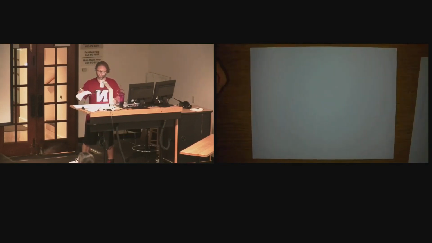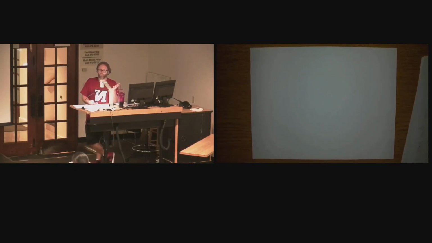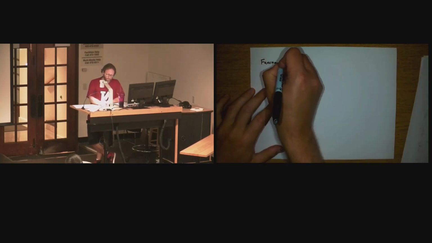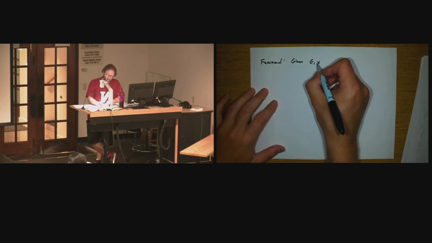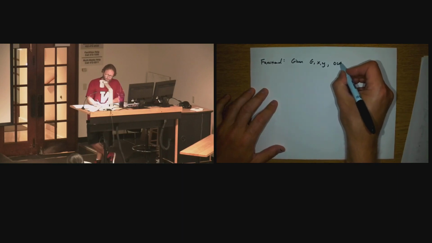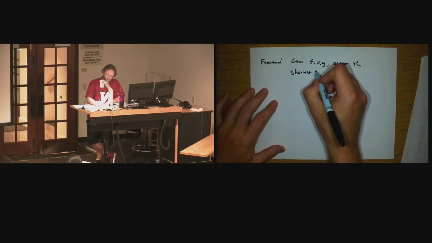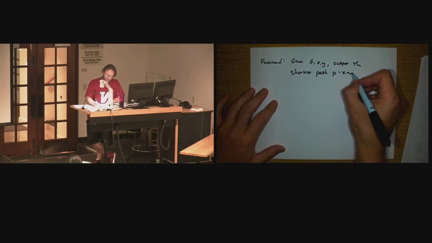What's another type of problem? Right? What did you actually have to do on your homework 3? You not only had to report what the length of the shortest path was, you also had to report what the actual path was. That's called a functional version. Given graph G, X, and Y, output the shortest path P connecting X to Y.